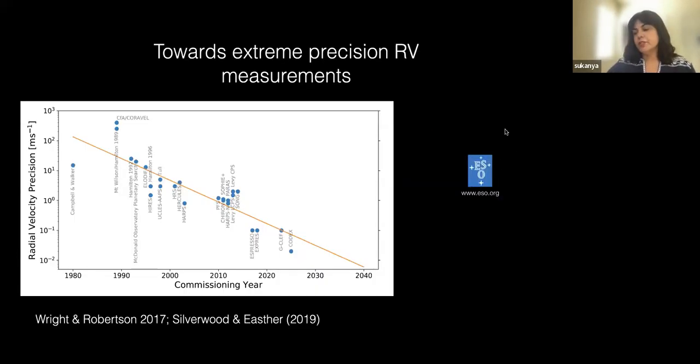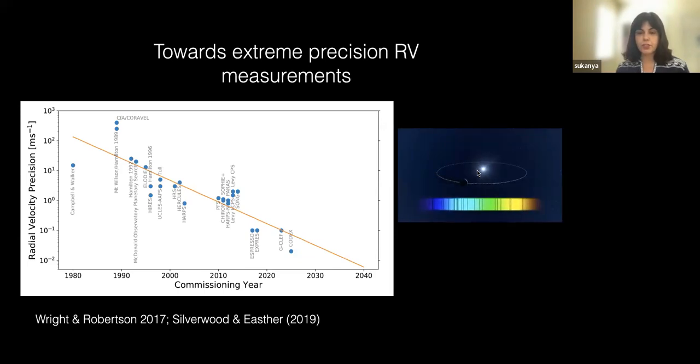Now, what we've essentially been doing is adapting techniques from two areas in astronomy that have seen significant advances in precision measurements. These two areas are the hunt for exoplanets and tests of the theory of general relativity. So I'll first talk about the extreme precision RV measurements.